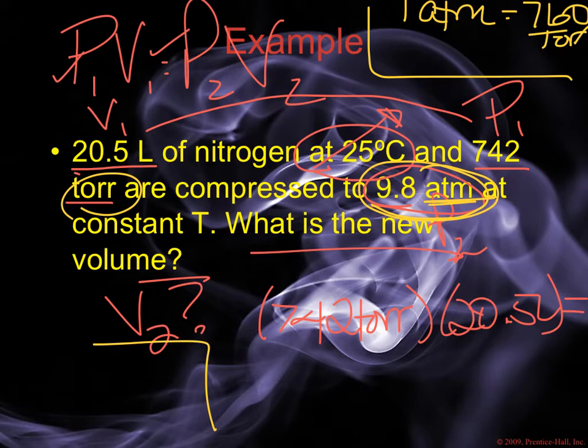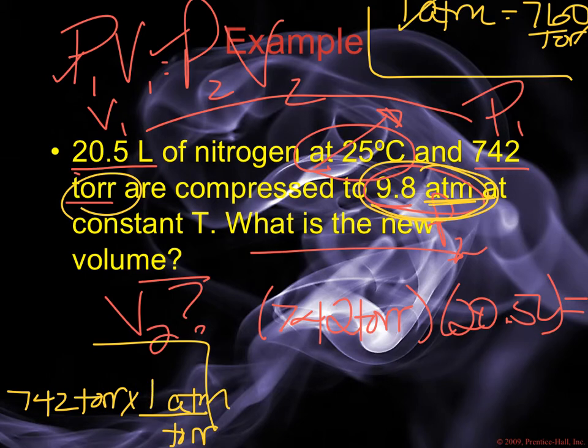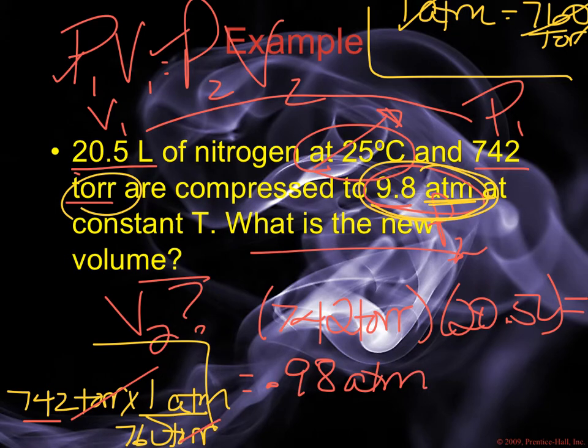So if I have 742 torr and I want to convert it to atmosphere, I'm going to put units of torr on the bottom so they cancel. And I'm trying to get to atmosphere, so that goes on top. And then looking at my conversion, 1 goes in front of atmosphere and 760 goes in front of torr. Cancel my torr. And now 742 divided by 760 will give me my atmosphere. And that comes out to be 0.98 atmosphere. I'm going to go to the next page because I've made a mess of this one so you can see the rest of the calculation.